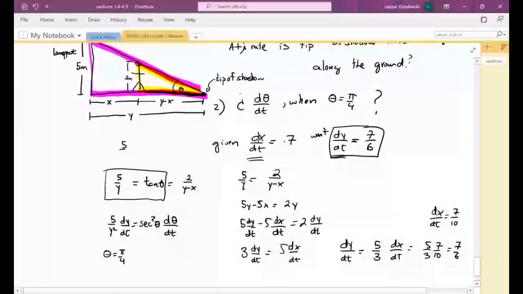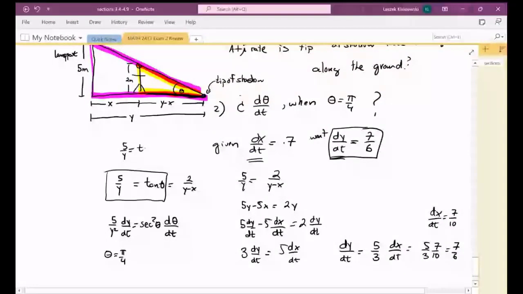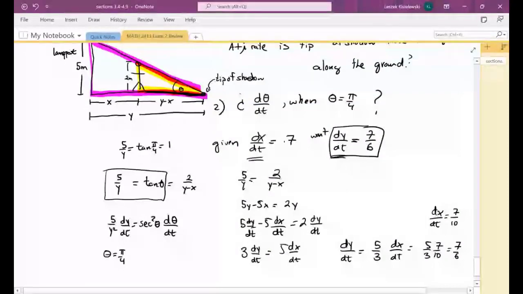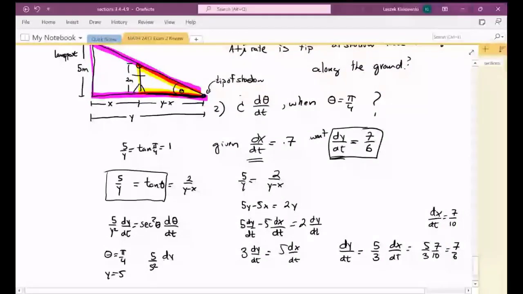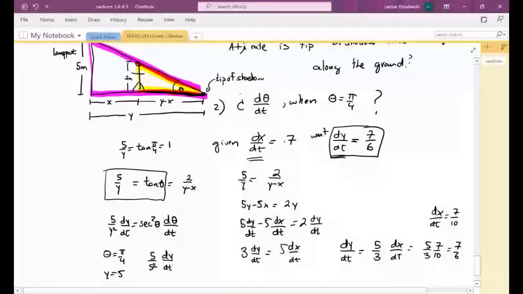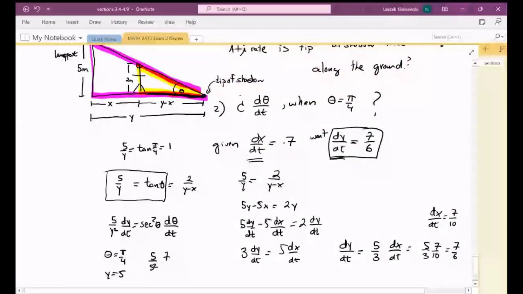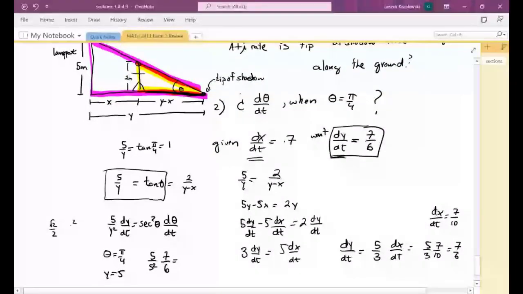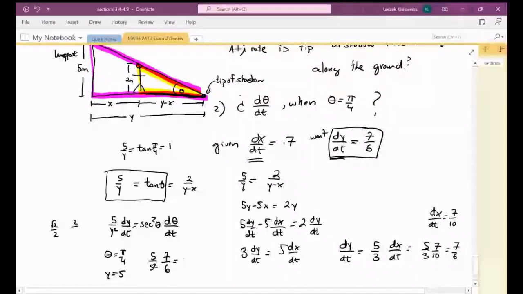Oh, not again. Trig. Tangent of pi over 4 is 1, so y would be 5. That makes sense. You get a 45 degree triangle. Yeah, and that's it. You get 5 over 5 squared. dy/dt, we just figured out, is 7/6. Secant squared of pi over 4 is 2. And then you can solve for d theta/dt.